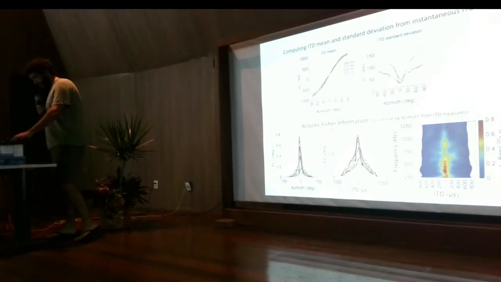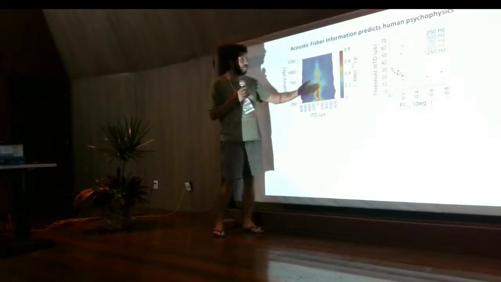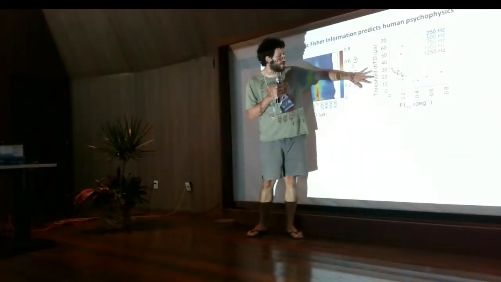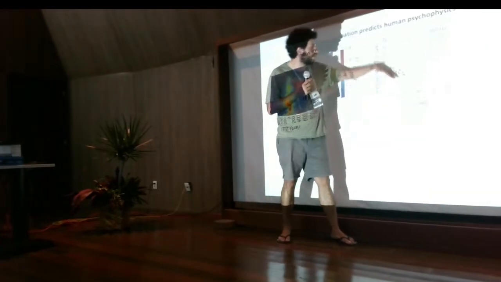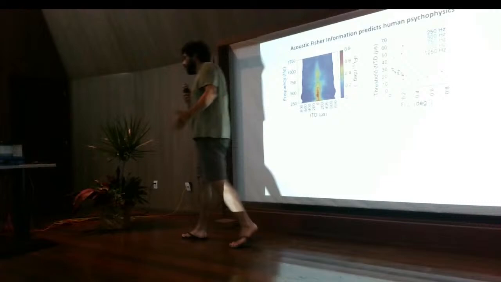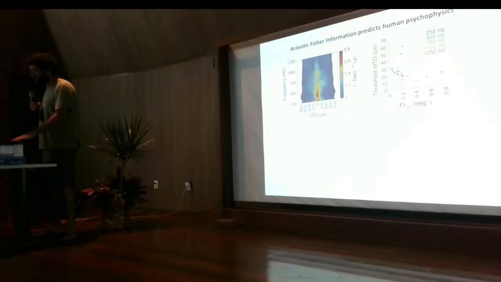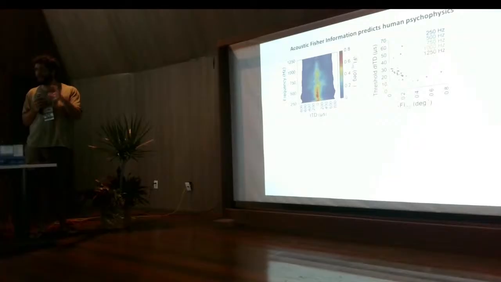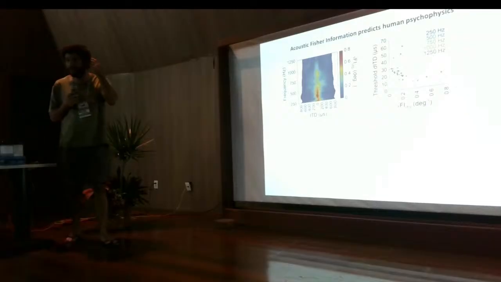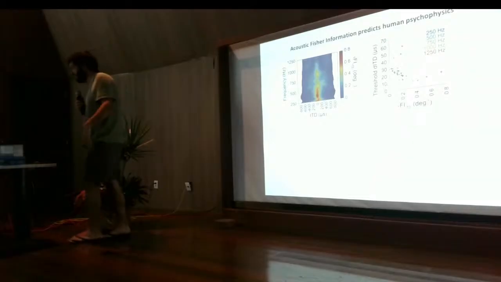And when you try to check the correlation between those ITDs and this Fisher information, you see that there is a clean relationship between them. So you are able to predict the thresholds of psychophysics using this acoustic Fisher information. So this is how much information about azimuth the sound that reaches your ear has, right?